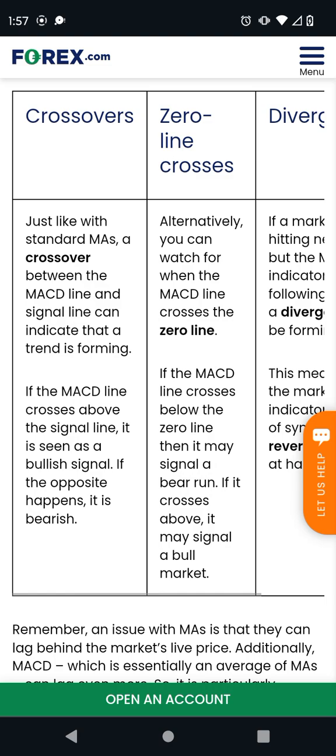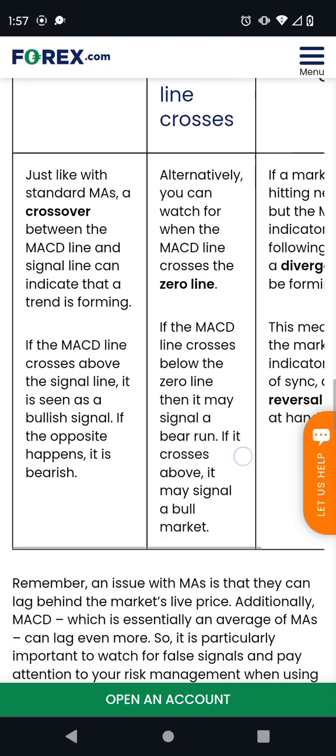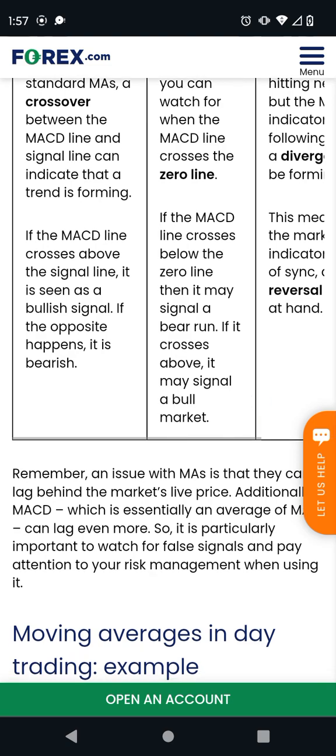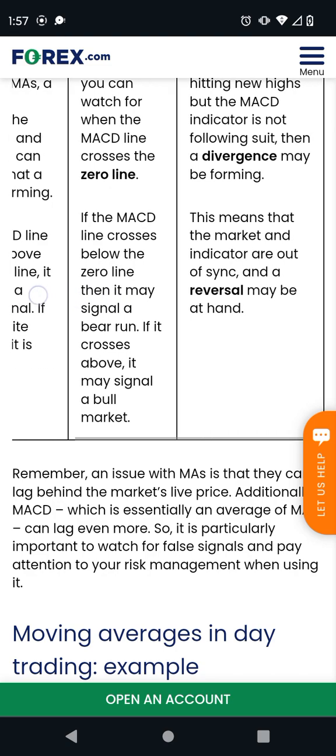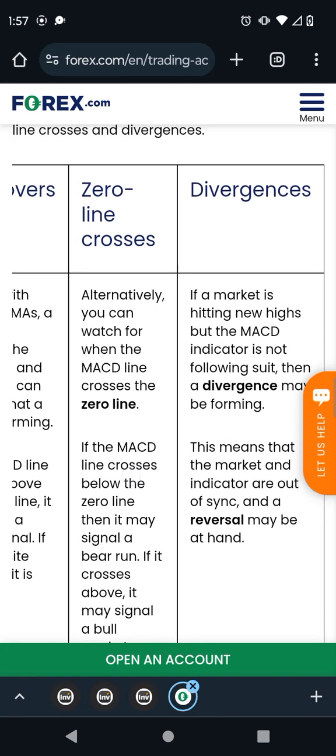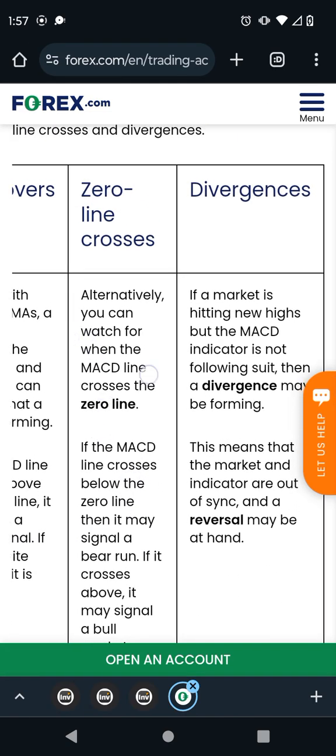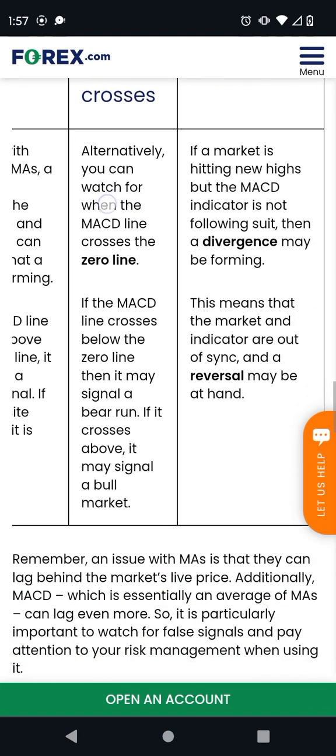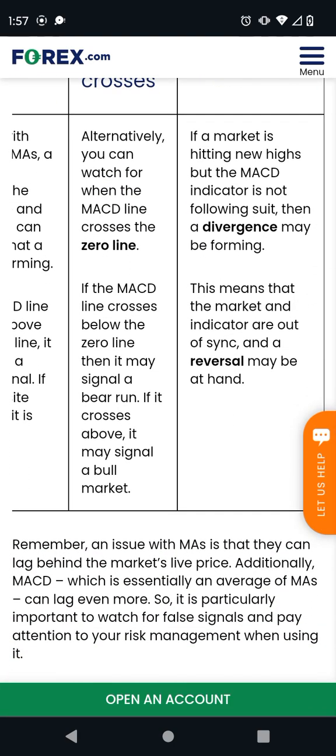Zero line crosses. Alternatively, you can watch for when the MACD line crosses the zero line. If the MACD line crosses below the zero line, then it may signal a bear run. If it crosses above, it may signal a bull market. Divergences. If a market is hitting new highs, but the MACD indicator is not following suit, then a divergence may be forming. This means the market and the indicator are out of sync and a reversal may be at hand.